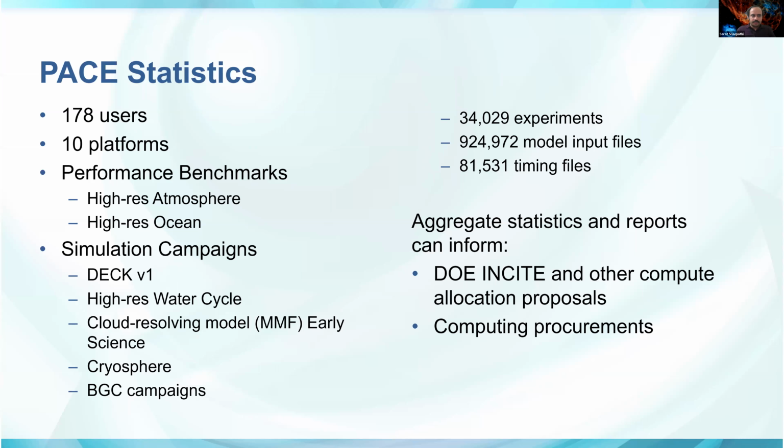I wanted to present some aggregate statistics. So the data within the PACE database now has information from 178 users. Bear in mind, this is unique usernames. A particular user might have different accounts on different machines, so it will count 178 usernames, so to speak. And we have data from about 10 platforms.